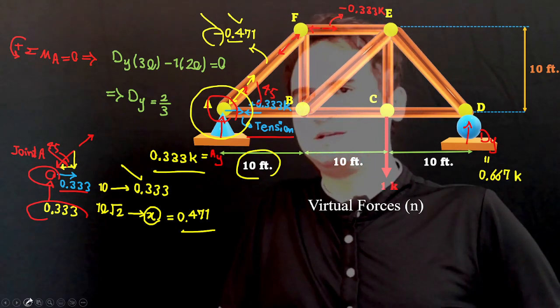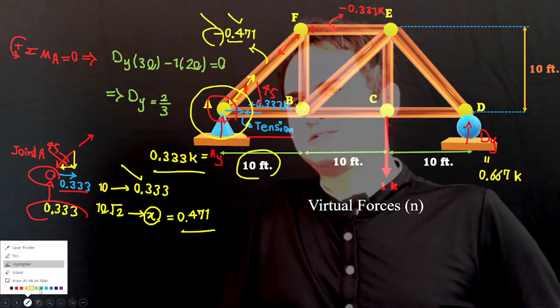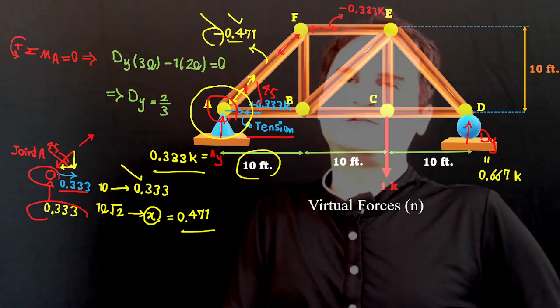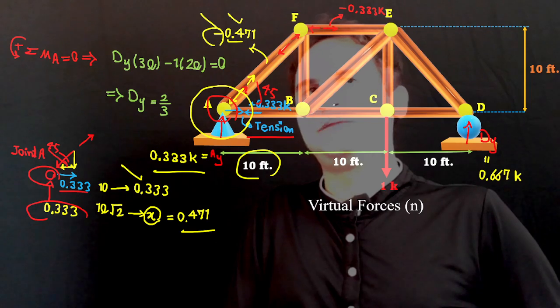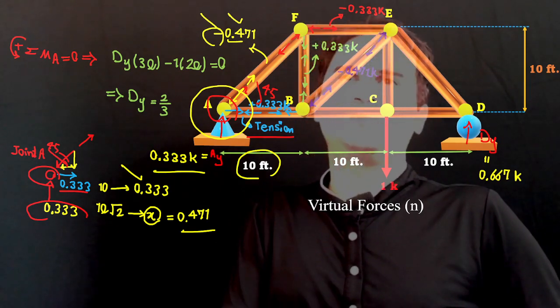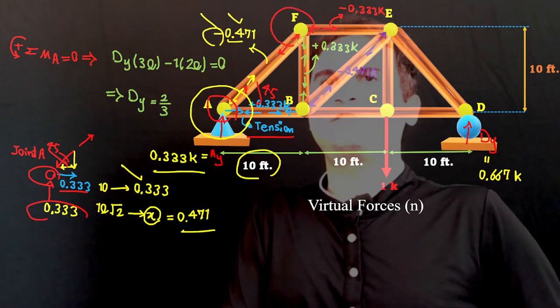It can easily give you a tensile force in member AB. As soon as you have that one, you can easily jump to joint F, for example.